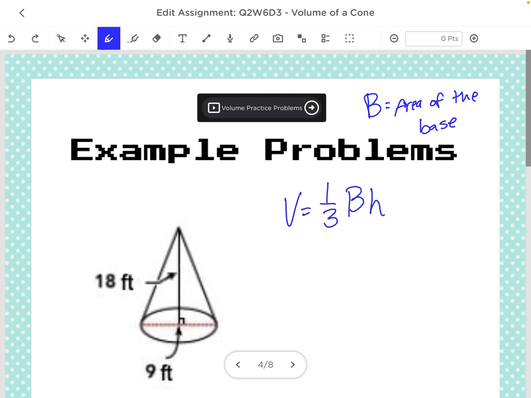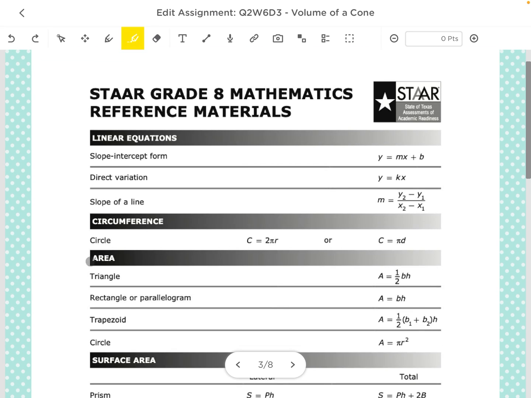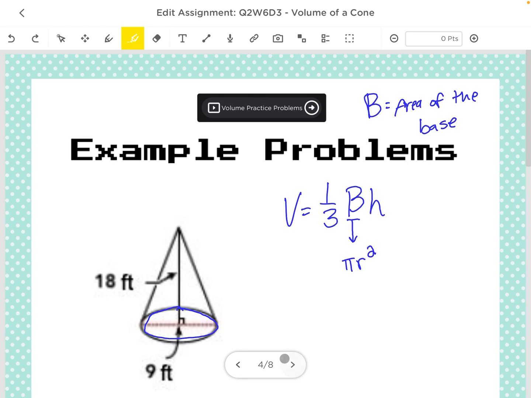So cones, their base is going to be a circle as well, just like those cylinders that we had yesterday. So we are using that area formula for a circle. So again, I just substitute that in for that big base, that big B. So the area formula for a circle is pi r squared. And remember, if you don't memorize that, that's okay. Area of a circle is pi r squared, right there for you.